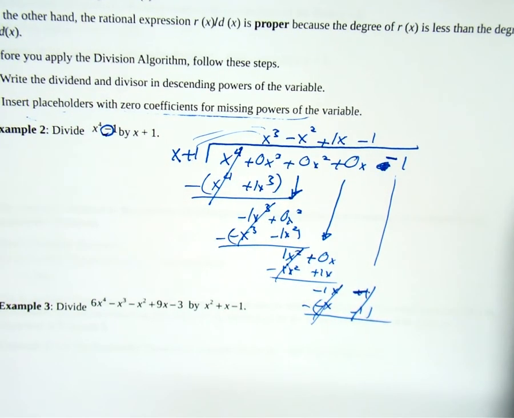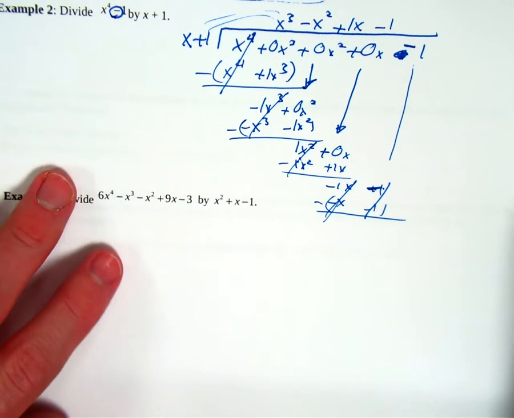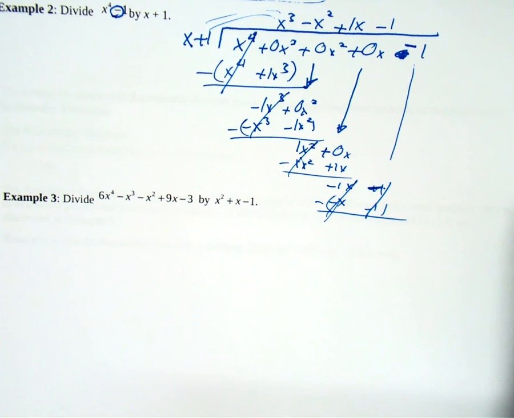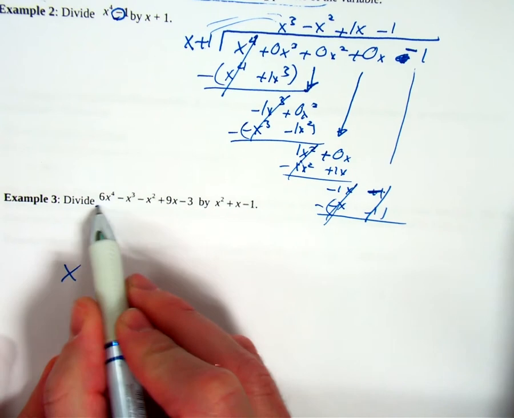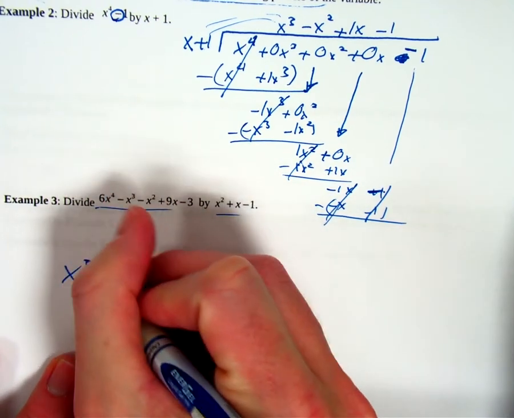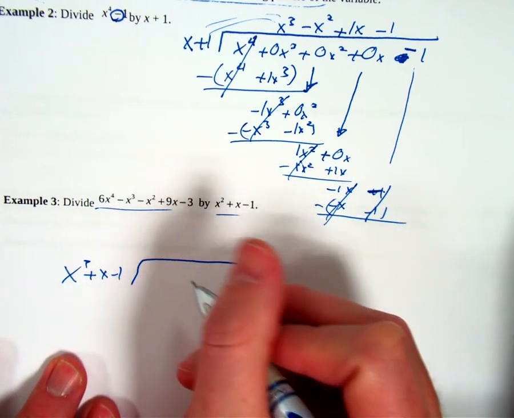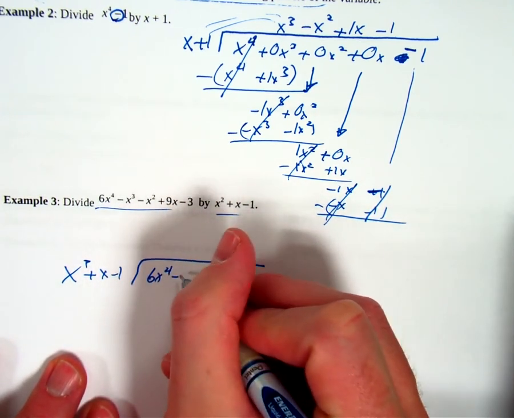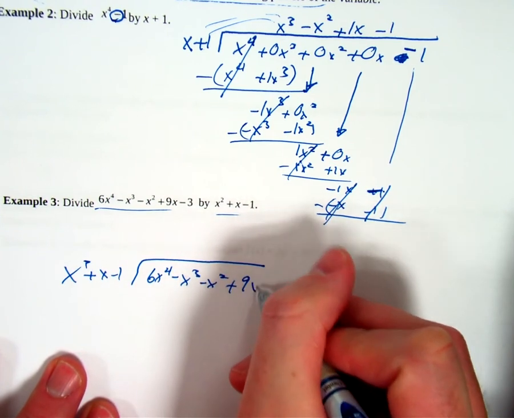All right, I think this is our last long division one. And then we'll get into the good stuff. Synthetic, you like that. It'll be fun. So we're dividing this by that. So we got x squared plus x minus 1 on the outside. Underneath, we got 6x to the 4th minus x to the 3rd minus x squared plus 9x minus 3.